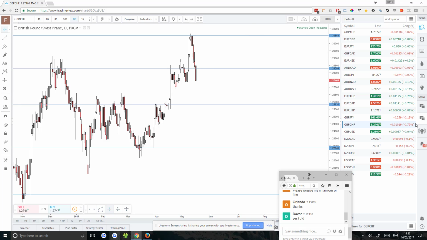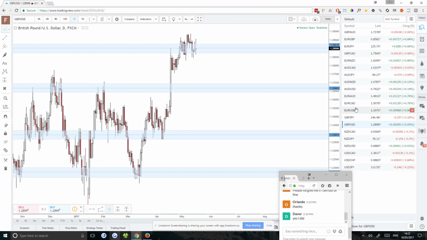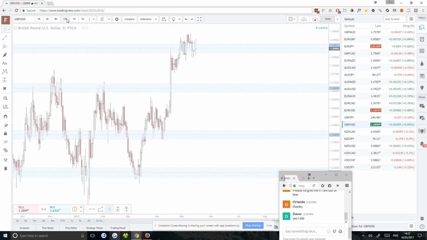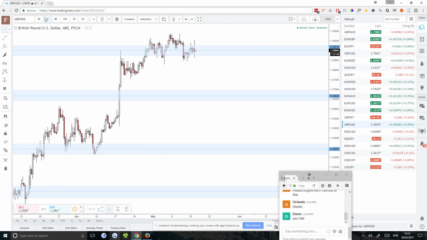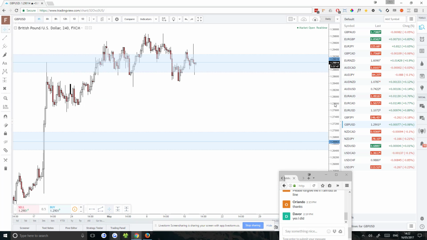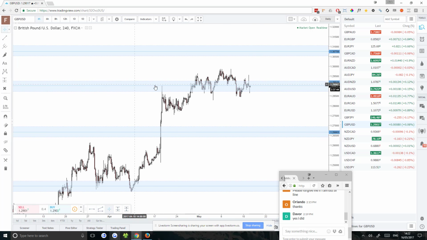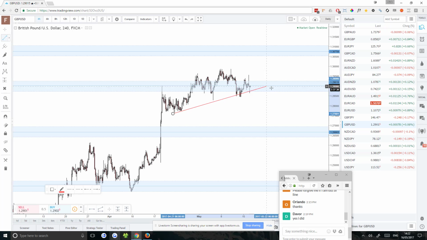GBP CHF, I do not trade. GBP USD, it is just stuck on this resistance area, but it's just ranging. I'm not really interested in taking a trade there. I'm not saying that this type of setup is not a good setup. I'm just saying that I don't particularly like this kind of setup.